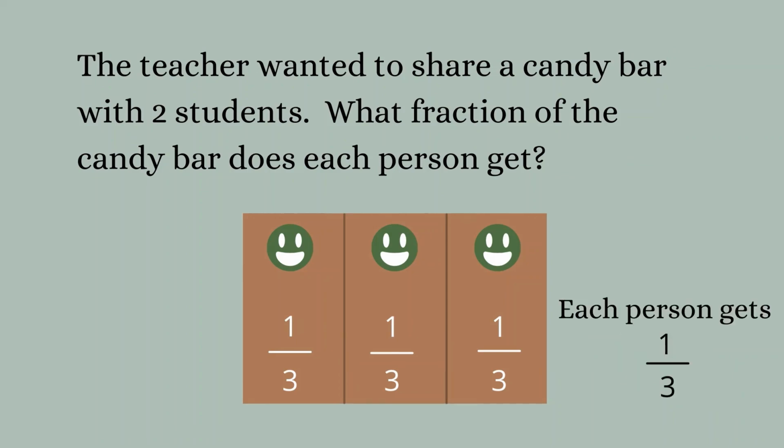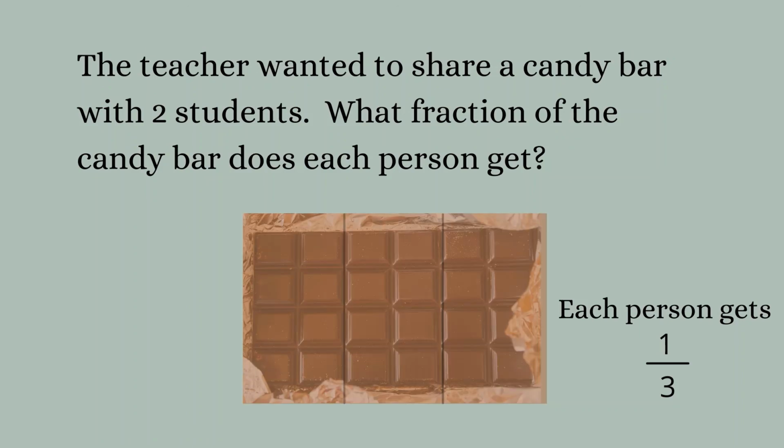What fraction of the candy bar does each person get? Each person gets 1/3. And if you look at the candy bar, we can kind of fade back out and take away the brown rectangle and see the candy bar pieces that were originally there. We can really see just what that looks like when there's 3 people sharing a candy bar. Each person gets 1/3.